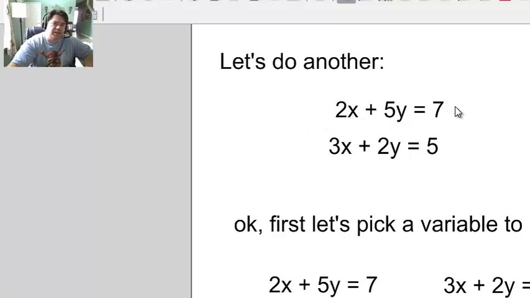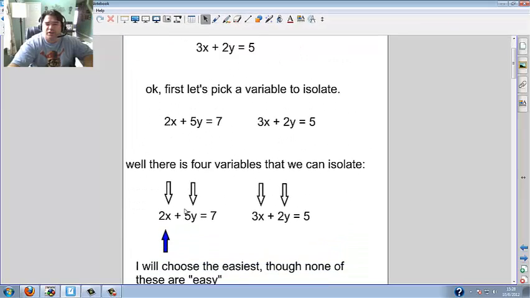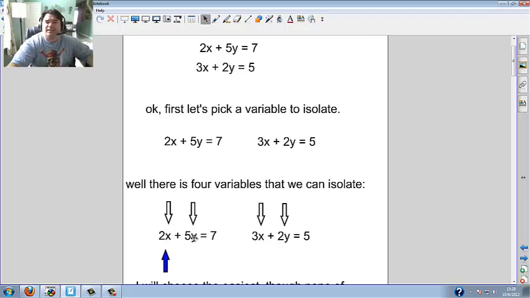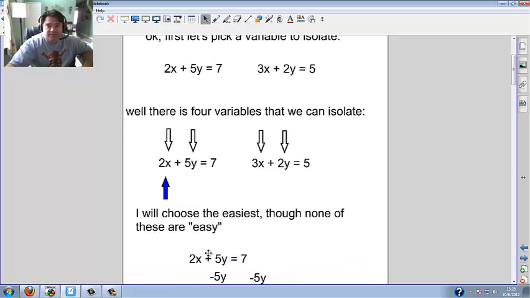2x plus 5y equals 7 and 3x plus 2y equals 5. So what I want to do is pick a variable to isolate. It makes no difference which one. There's 4 I can choose from. I can solve for this x, this y, this x, or this y. It makes 0 difference. The only thing is, you want to find the easiest possible, because when you stick it into the other one, you don't want to deal with some crazy fraction, even though they will all work. So I'll choose this, because I think this is the easiest, although none of them are easy to be sure.